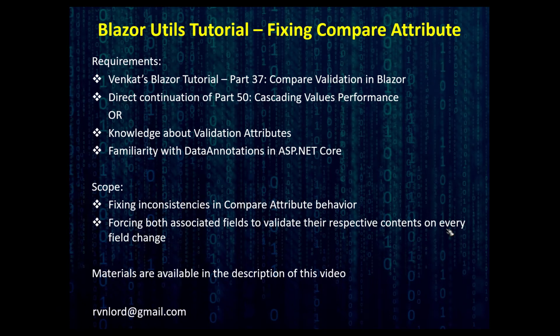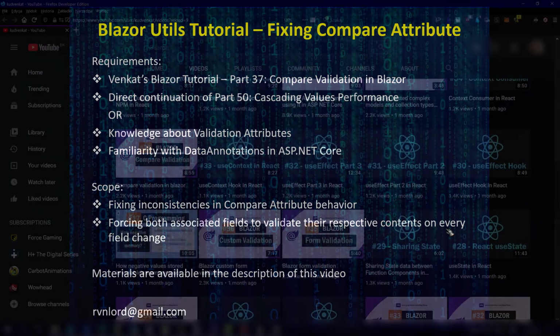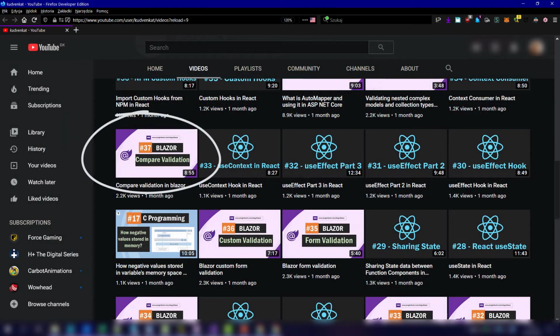This is part of Blazor Utils tutorial. In this video, we are going to learn how to fix issues with compare attributes that are present in .NET Core 3 and were introduced in part 37 of Blazor tutorial by Venkat.